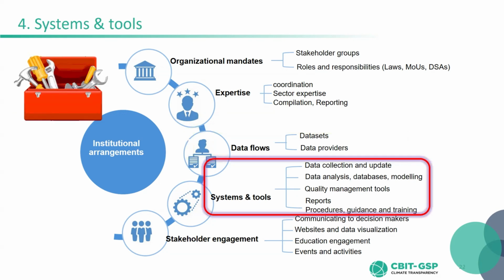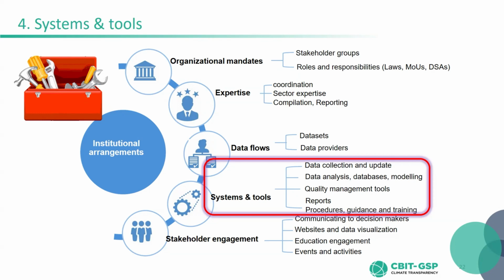The second type is the systems and tools. So this refers to all the technical infrastructure needed to support your inventory process. So we are talking about systems or databases used for collecting, for updating, for analyzing, for managing data, and even for archiving data. And archiving data is one of the most important steps.